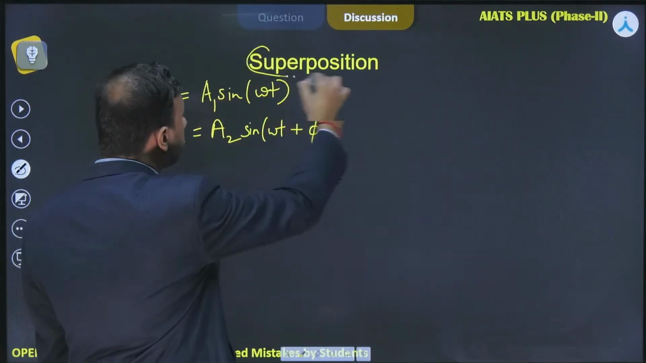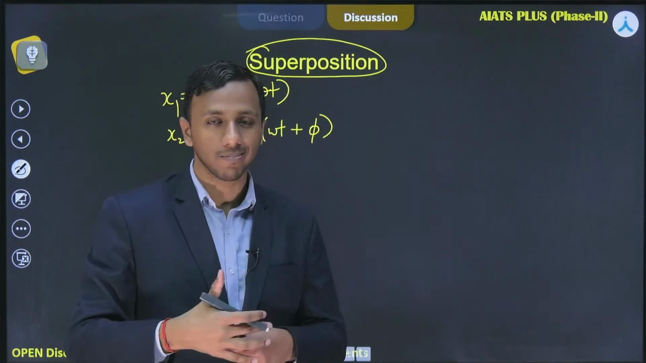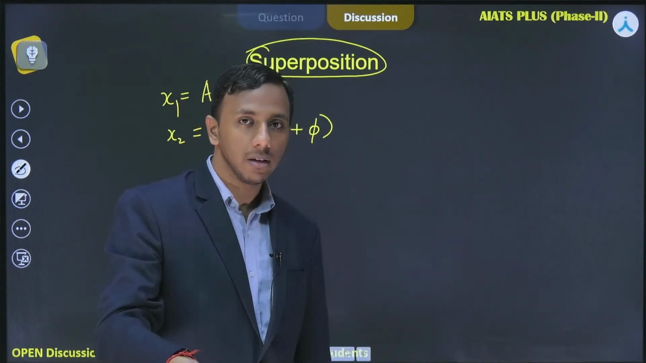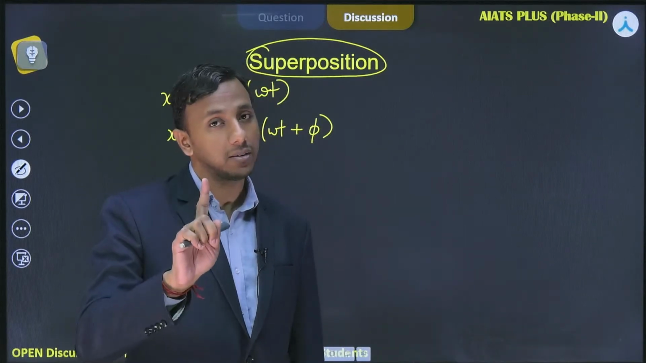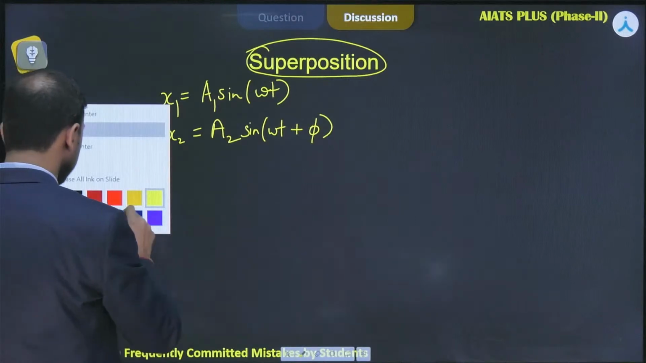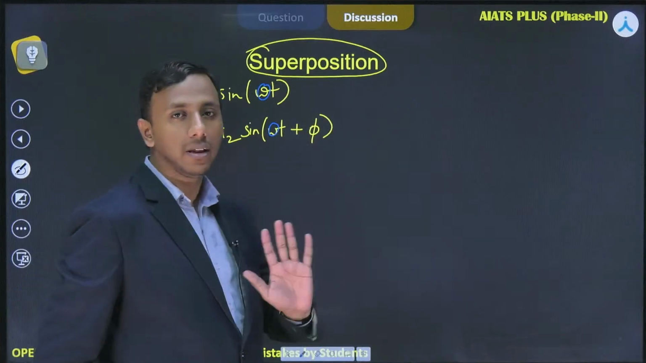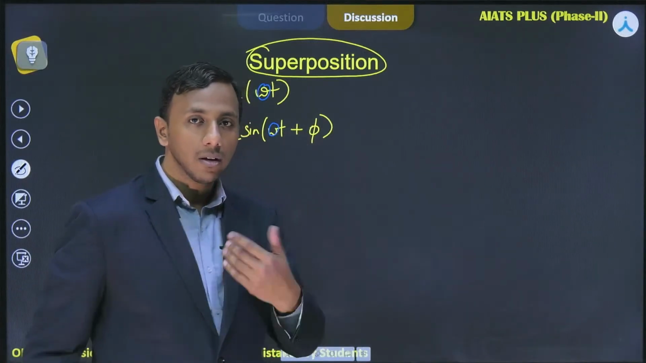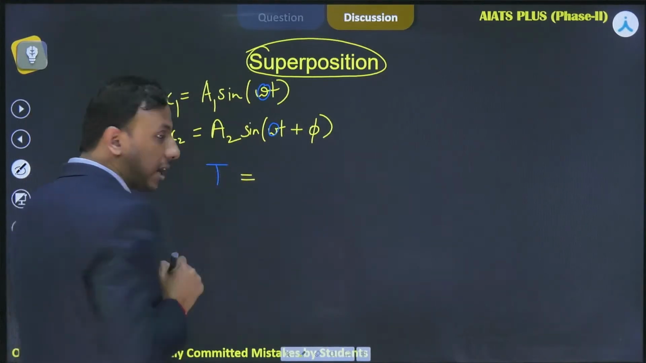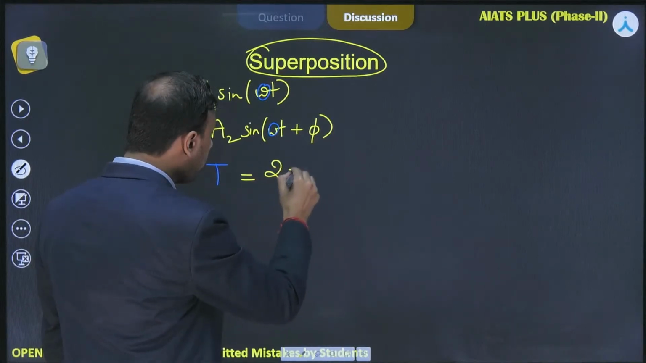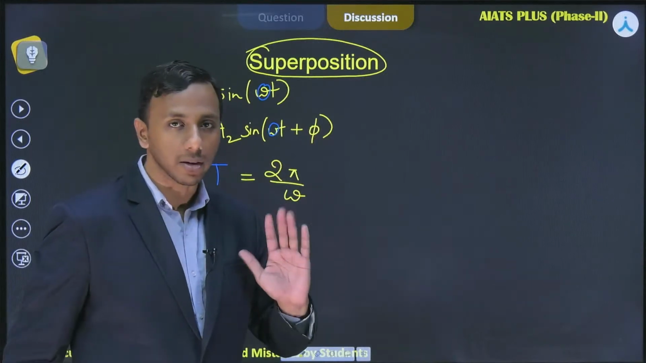And I have also written superposition. Superposition means both SHMs are superposing on each other, which means you will get a resultant SHM, and the resultant SHM will have a different amplitude, but one thing will remain the same. What is that thing? That thing will be this omega, because the angular frequency is remaining the same. And if angular frequency is the same, the time period will be the same, because the time period formula is 2 pi by omega. So if omega is the same, the time period of both SHMs is also the same, but the amplitude will be different.